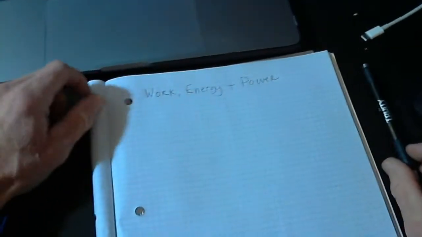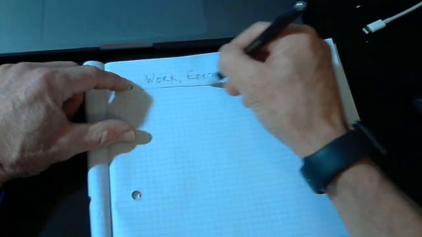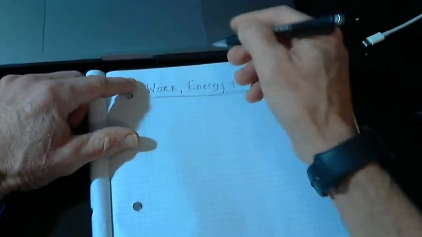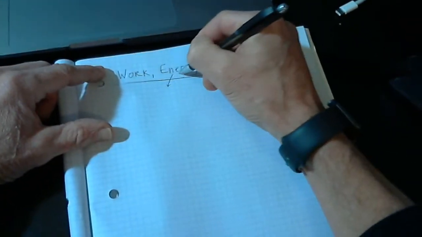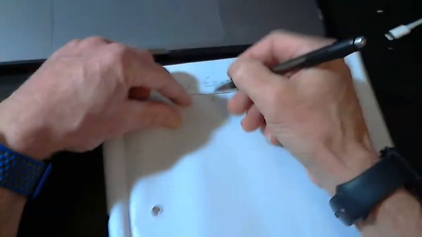So today I wanted to present some notes over work, energy, and power. I don't really have any skeleton notes for you, but you can get them off of here. Now, what have we really dealt with so far? Well, we've dealt with basically the three types of energy that we often see in physics.